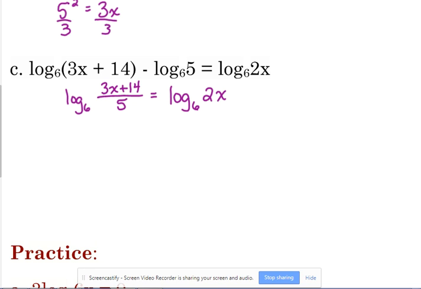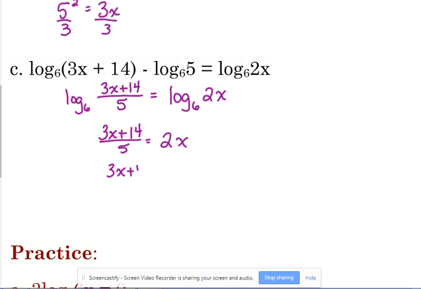Now what do we do? Do we divide by log? What happened Friday when we had the same log on both sides? They cancel. Essentially, we just set what's in them equal to each other. So if we have the same log on both sides, then we just set them equal to each other, and then we can solve.